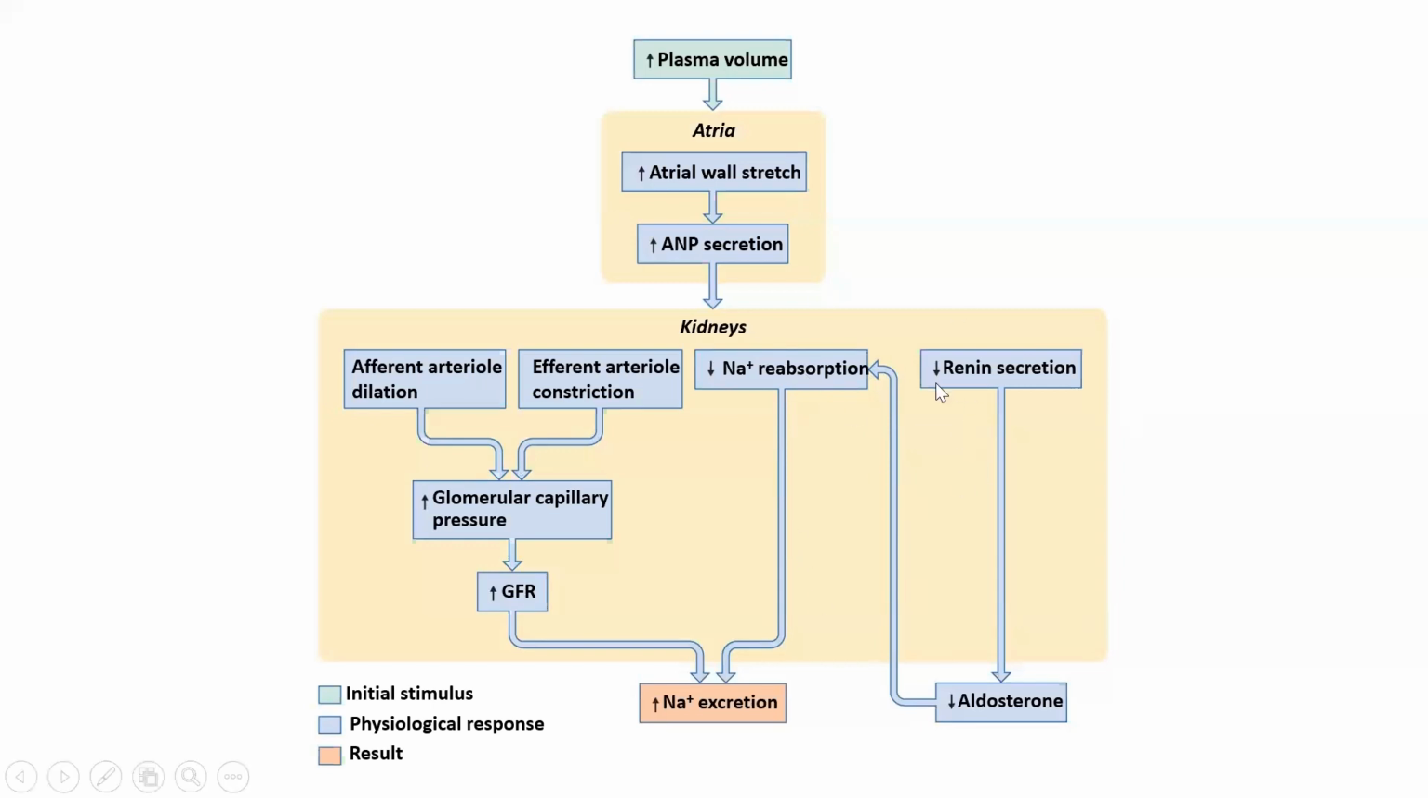So we're both indirectly and directly decreasing the amount of sodium being reabsorbed by closing the sodium channels, but also by decreasing aldosterone secretion, which is going to help with that reabsorption. So all in all, the end goal of ANP is to increase sodium excretion, which is to decrease the amount of sodium in our plasma, as well as decrease the amount of fluid that's in our plasma, which will help to decrease our plasma volume.